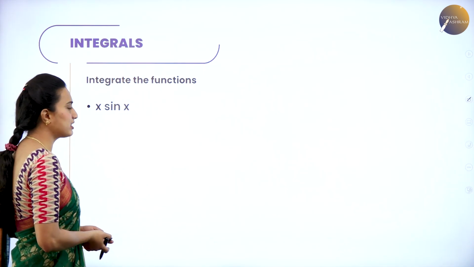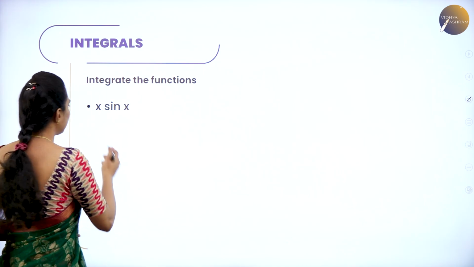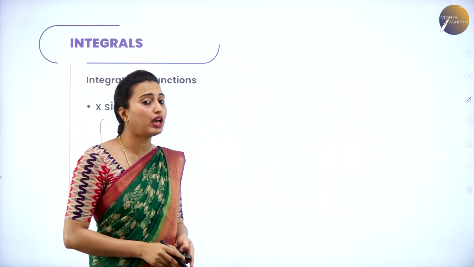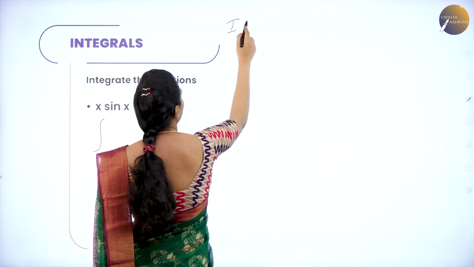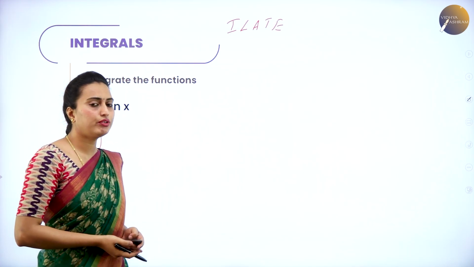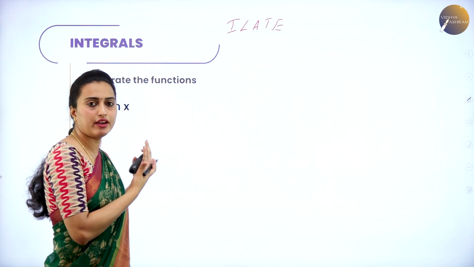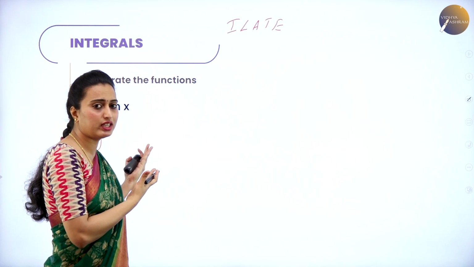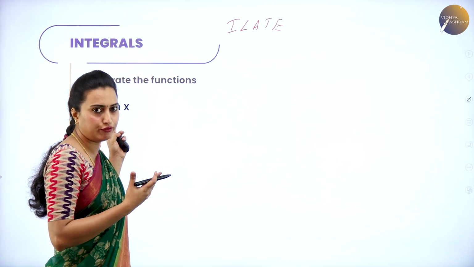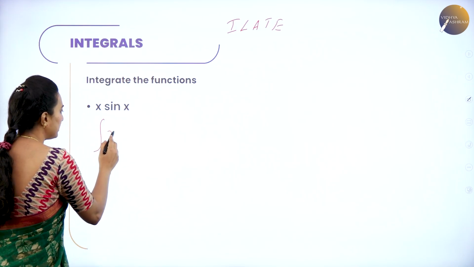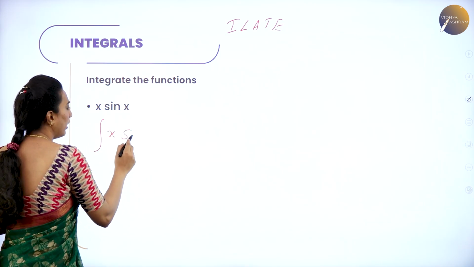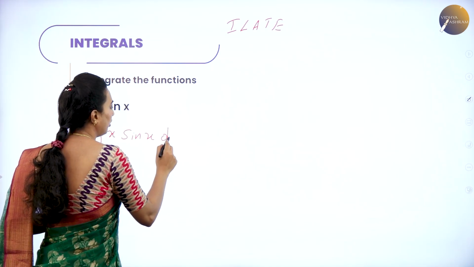What they have given? x into sin x. Now let me write symbolically this integral. First, what you need to select according to the iLearn rule. See here, iLearn rule. Correct? So, what you need to select? First, you do not have inverse trigonometry, you do not have logarithmic, you have algebraic. Algebraic here, x power 1. Therefore, first function, I am writing it as x, and then you need to go for the trigonometric function, which is sin x. So, x into sin x, integral of this one.